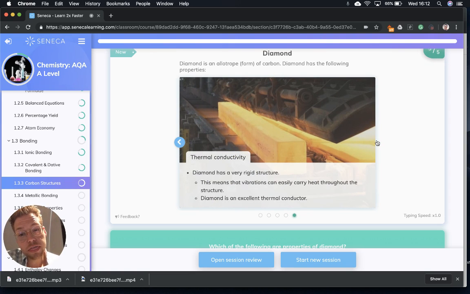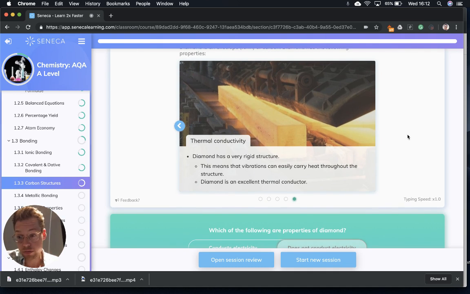And finally, diamonds have a very rigid structure, and this means the vibrations can easily carry heat throughout the structure. So diamond is an excellent thermal conductor. So they'll be very hot when you take them out of the oven, but they won't melt.